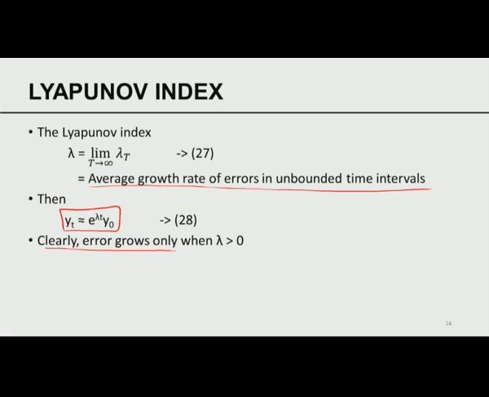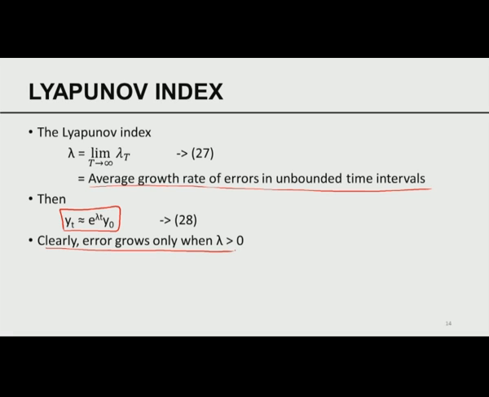Clearly the error grows when lambda is greater than 0. So what does it mean? One can analyze the quality of prediction by analyzing lambda. If lambda is greater than 0, what does it mean? The average rate of growth is greater than 0. If the average rate of growth is greater than 0, error grows. So in systems where lambda is greater than 0, there is an inherent predictability limit. In systems where lambda is less than 0, there is no predictability limit. I can predict for the whole future. So that is the import of this analysis.